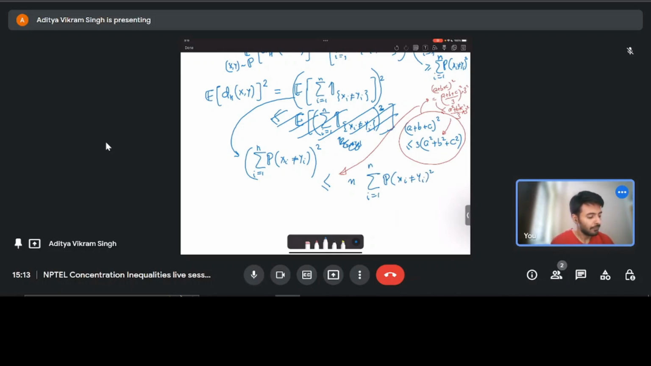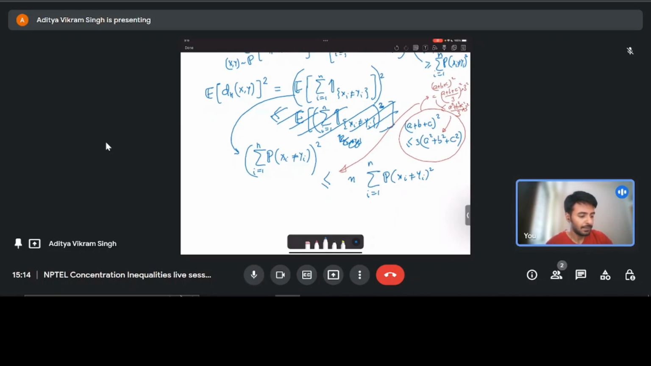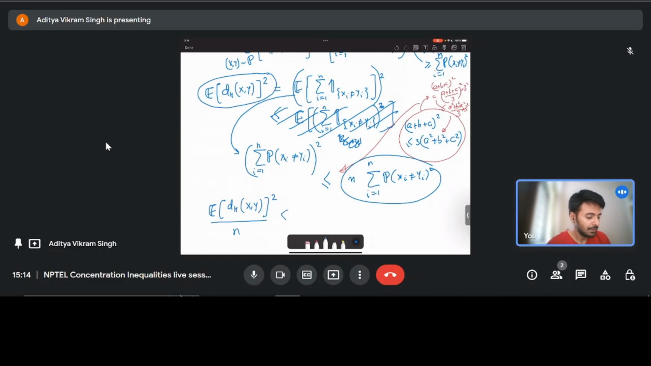Okay, so now we started with this here, and we ended up with this. So basically what we have argued is that the square of the expected Hamming distance between x and y, divided by n, is less than or equal to the sum from i equals 1 to n of the probability that xi is not equal to yi, the whole square, or the sum of the squares of the probabilities that xi is not equal to yi.